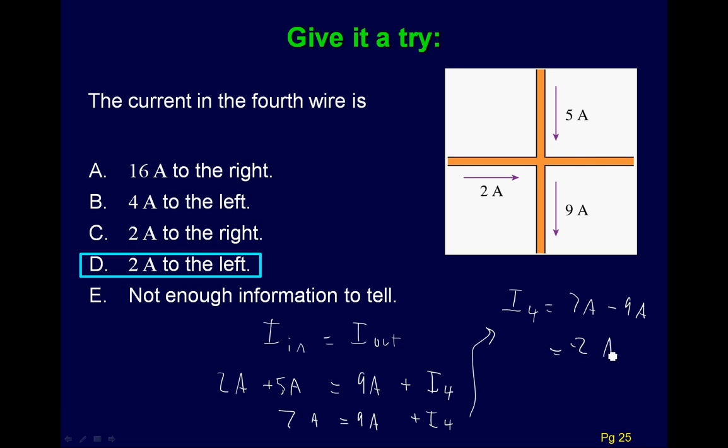So my guess was wrong. The good news is, though, the equation is smarter than me, and it was able to tell me that I was wrong. And so it's saying that it's 2 amps, and so instead of being an out, it had to be an in. And so it's 2 amps going to the left that would be the one that has to be there.